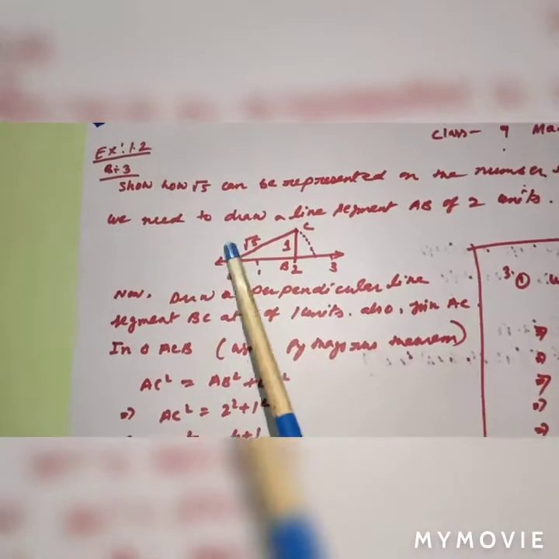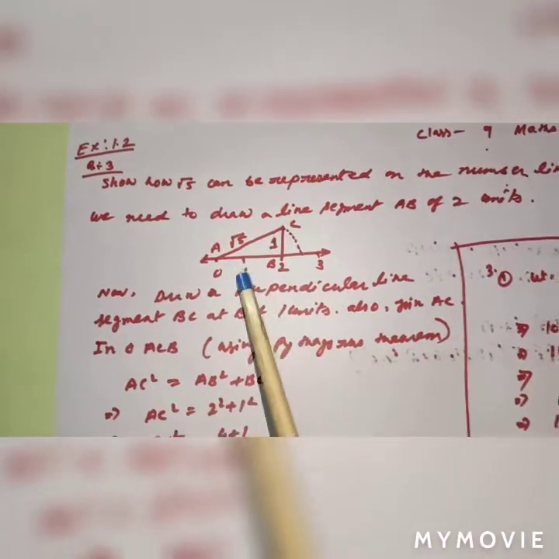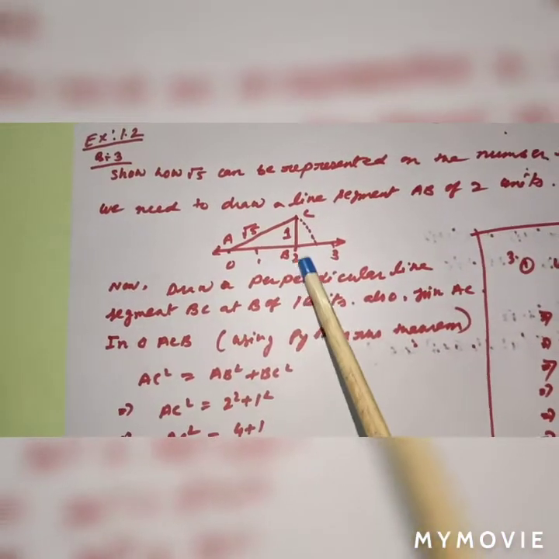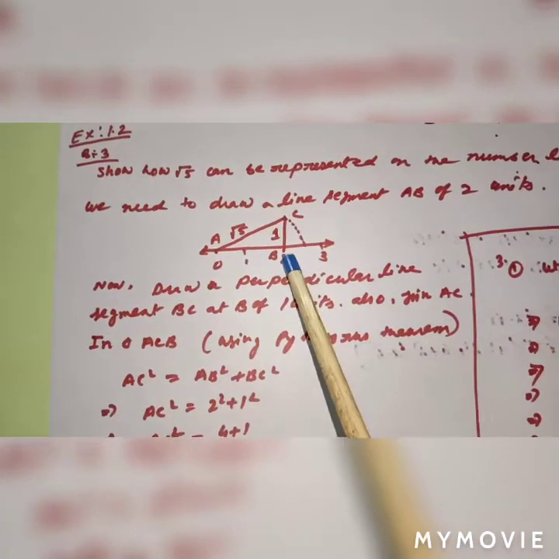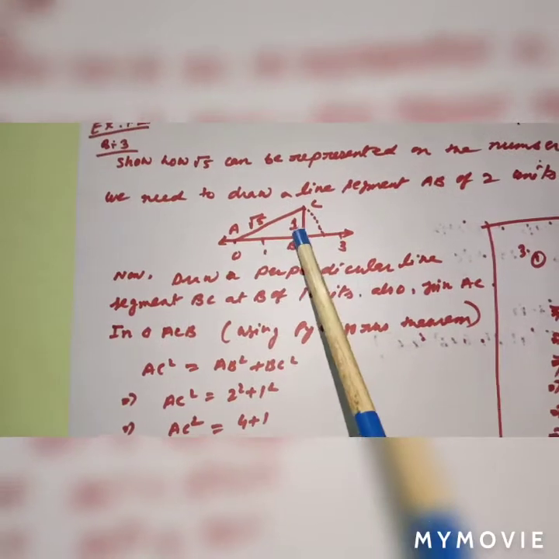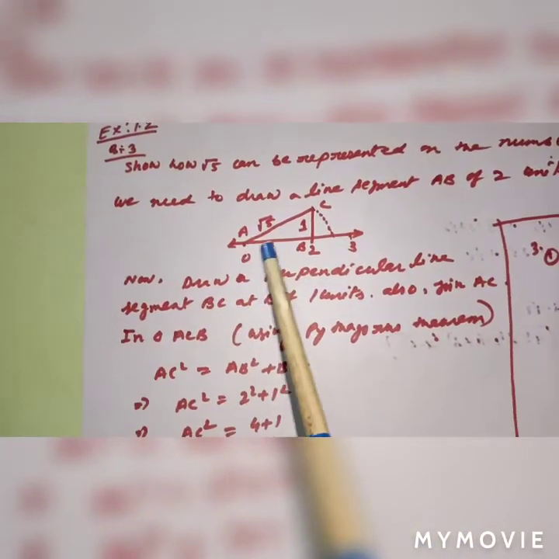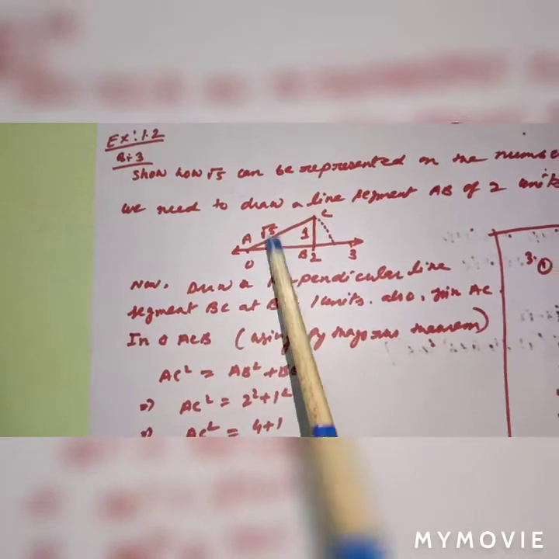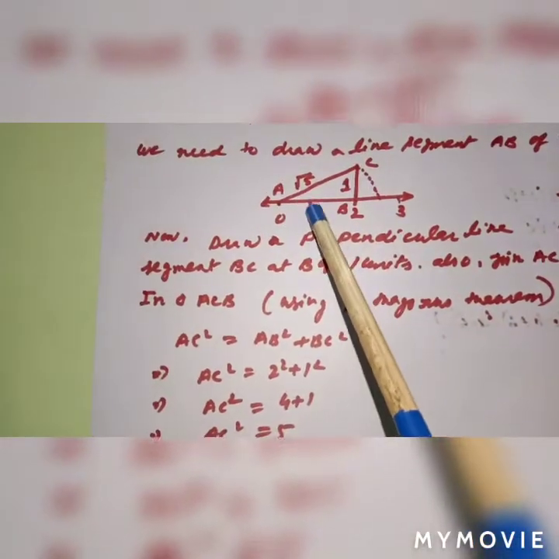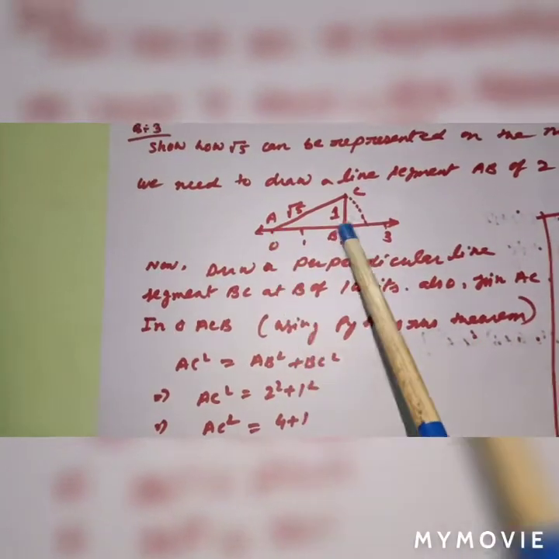For this we need to draw a line segment AB of 2 units. Draw a number line first, 0, 1, 2, 3, 4, anything you draw. If you are using your scale, try to take 1 centimeter as the distance between two numbers. You can take 2 centimeters also, but it should be the same. So I am taking 1 centimeter each. Now take 2 centimeters.